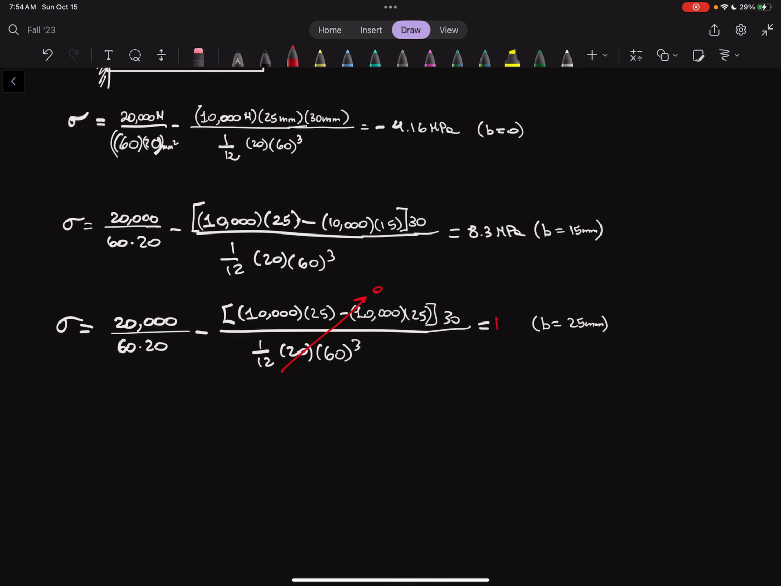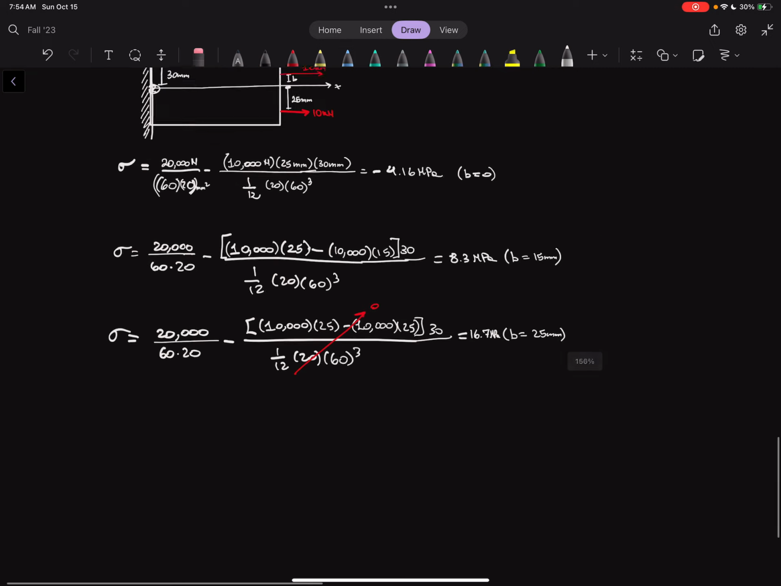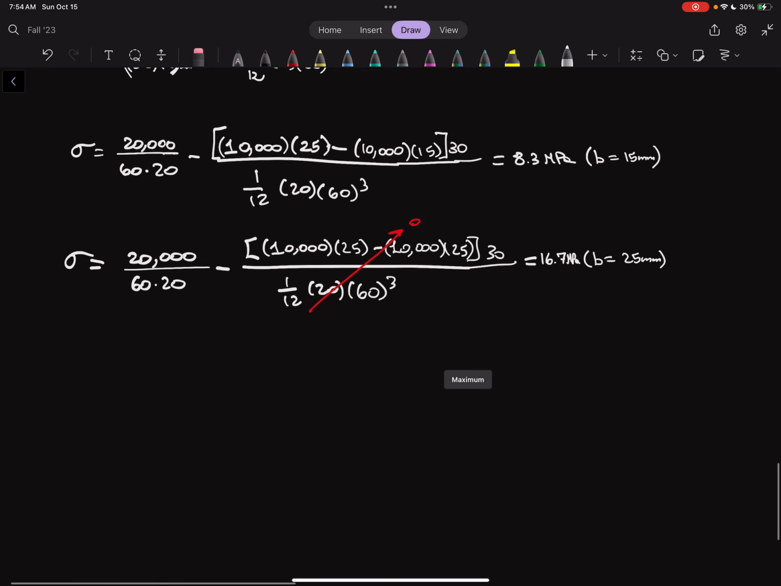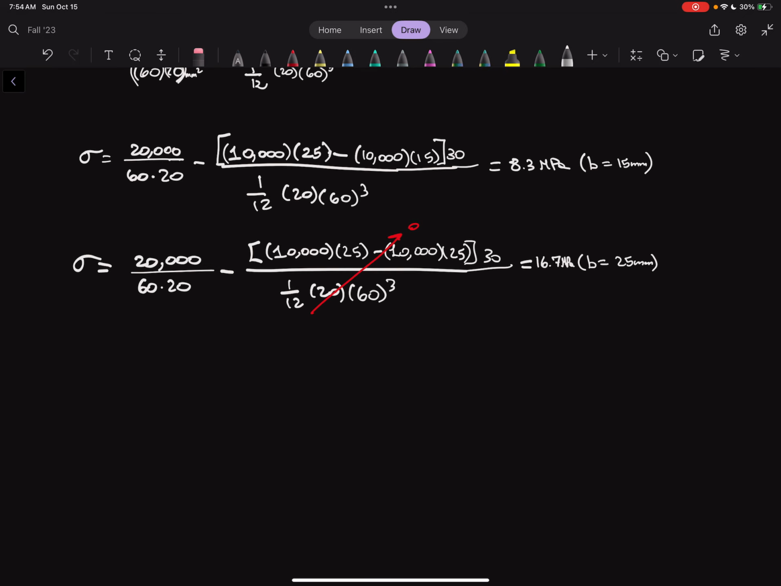And that's going to be 16.7 megapascals. Now, I am one unit off, I think. Let's see. 60 times 20. Oh, I think I'm correct.